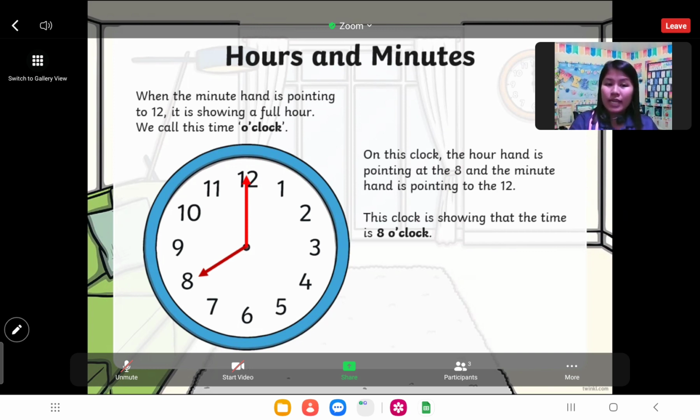Okay, so on this clock, again, the hour hand is pointing at the 8 and the minute hand is pointing to the 12. So therefore, this clock is showing the time, which is 8 o'clock.